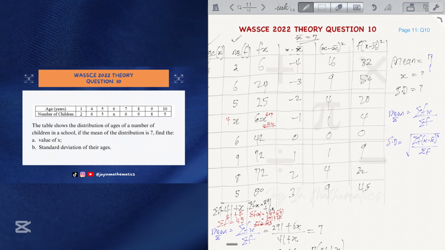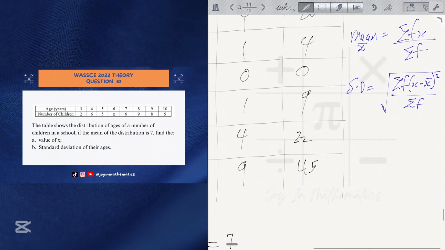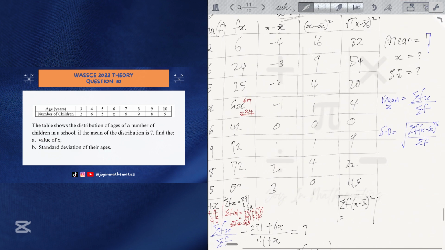So now we have the column of f into x minus x bar squared. Following the formula, we have to find the sum of this column. So the sum of this column, which we will call summation of f into x minus x bar squared, is equal to 32 plus 54 plus 20 plus 4 plus 0 plus 9 plus 32 plus 45. When we do all this, it results in 196.